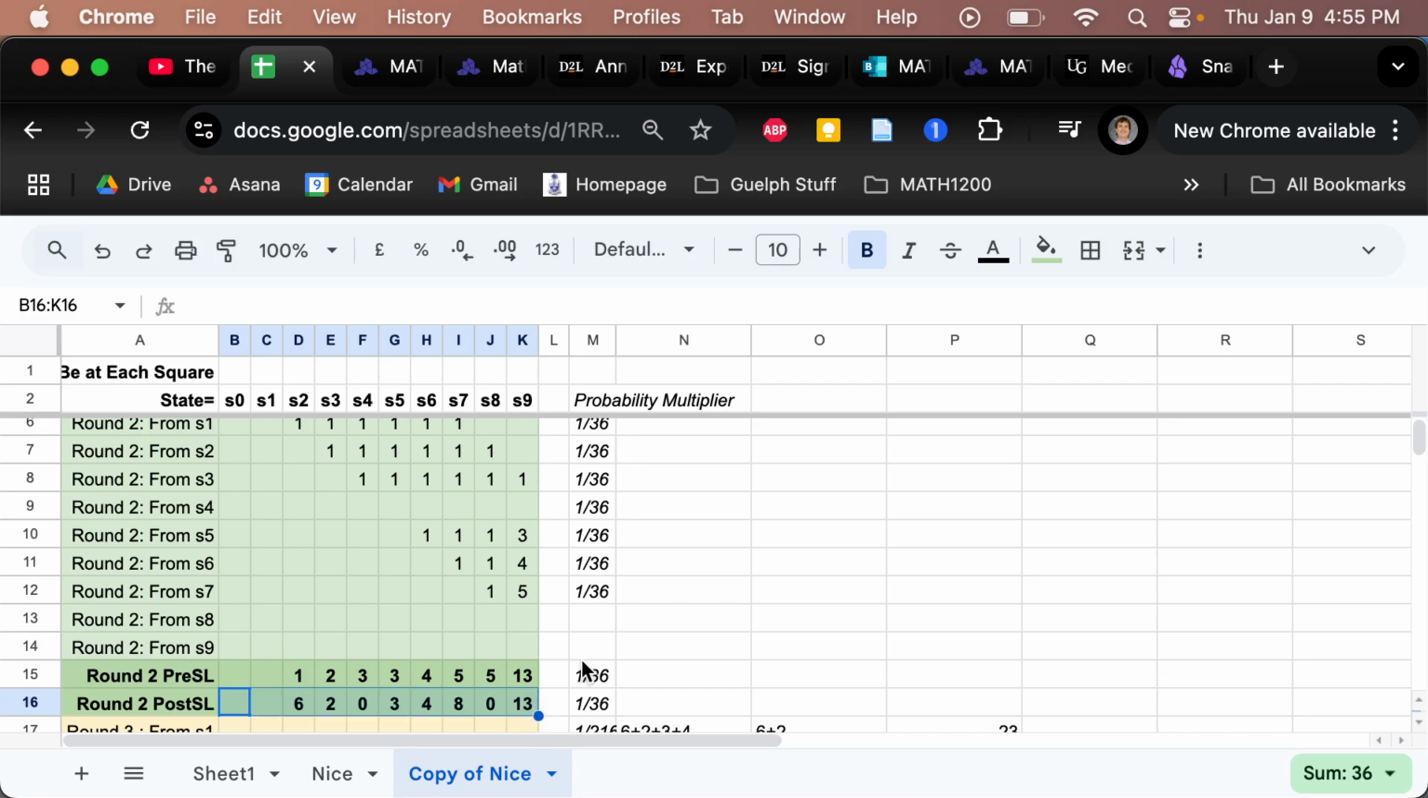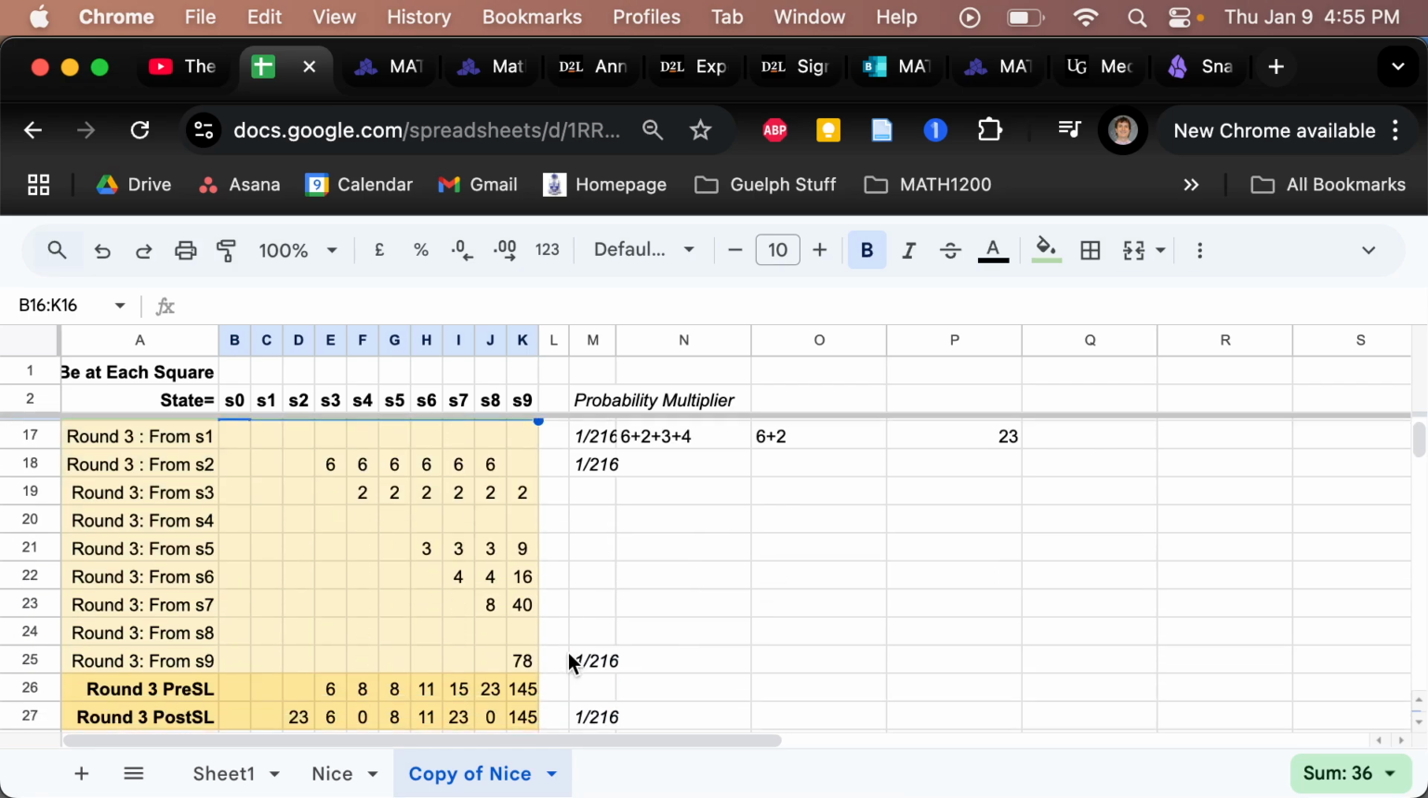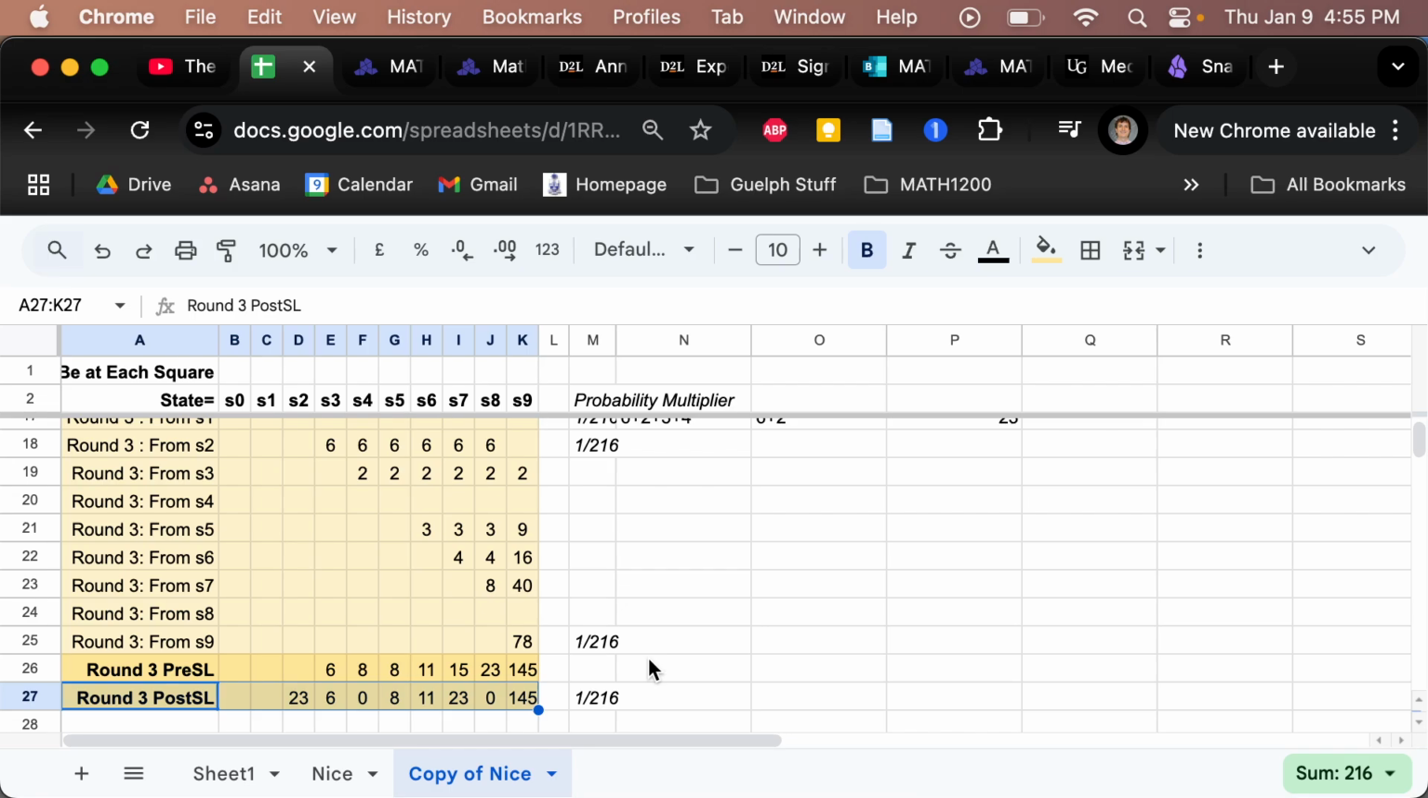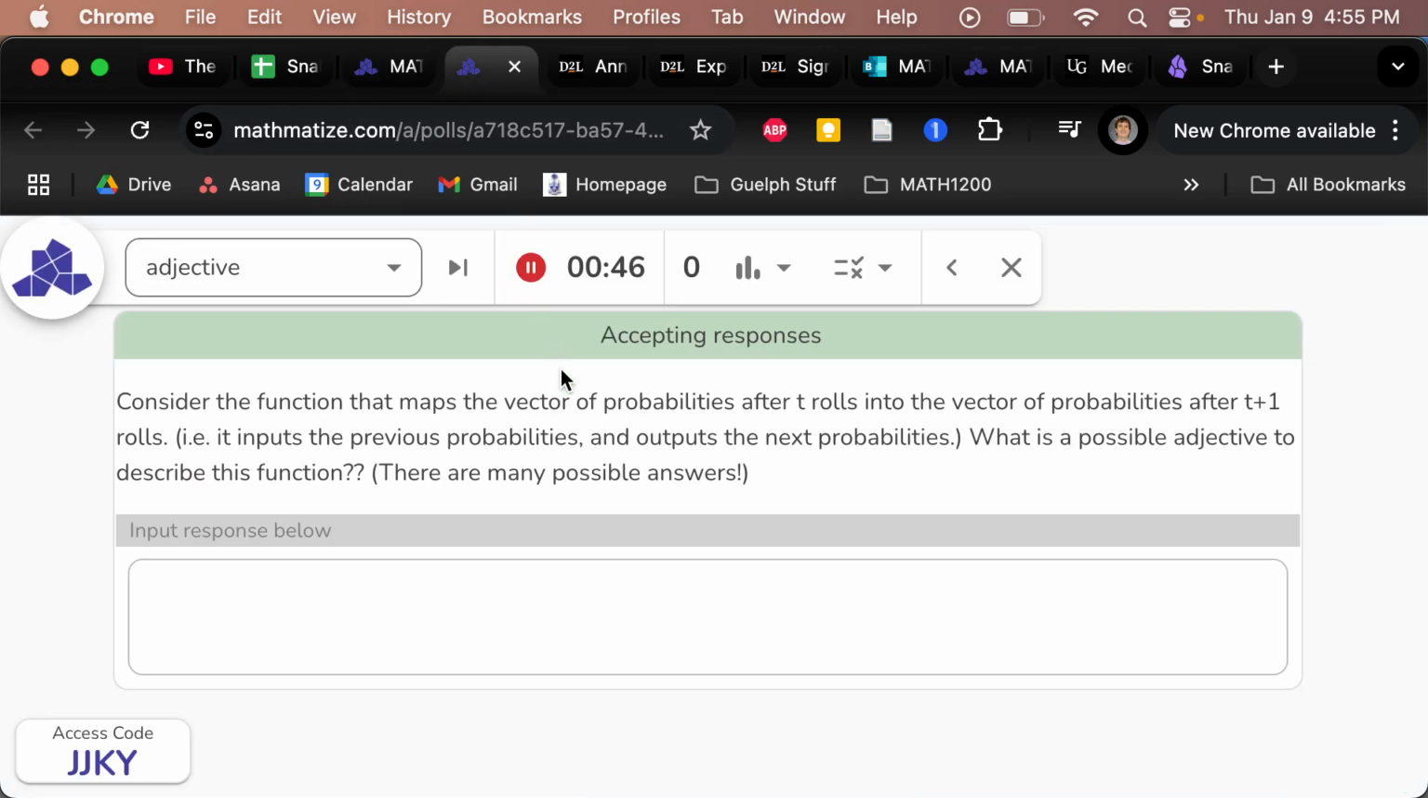So this is a vector. We did some stuff to it, we got this other vector, and then we took this vector, did some stuff to it, and got this vector. So it's a function that inputs a vector and outputs a vector, and it tells you what happens at time t. You feed it in, you do all these operations, and you get time t plus 1. So that's some function, and the question is, what is a possible adjective to describe this function?